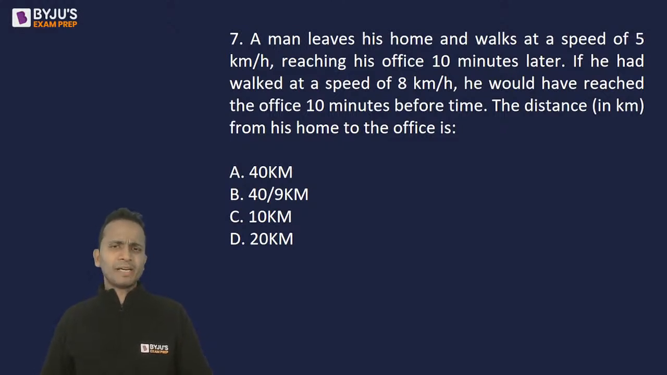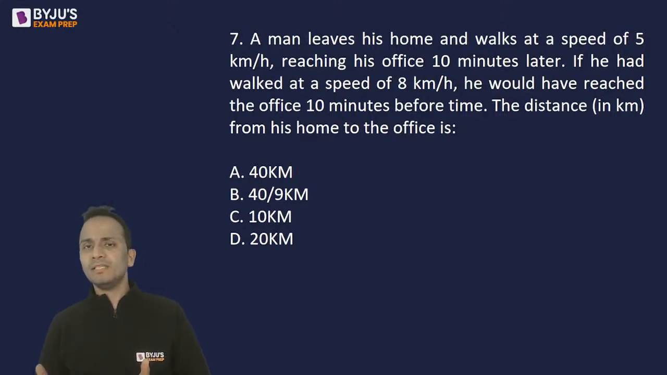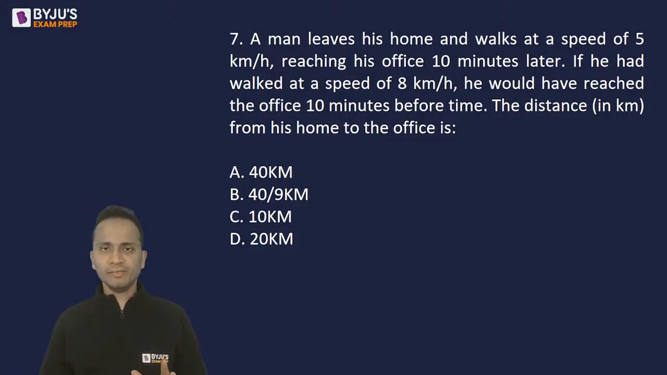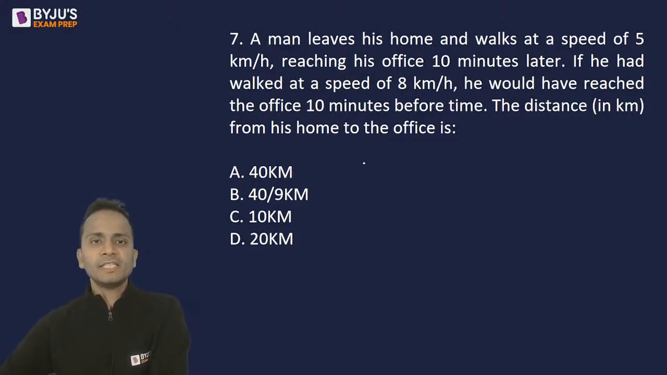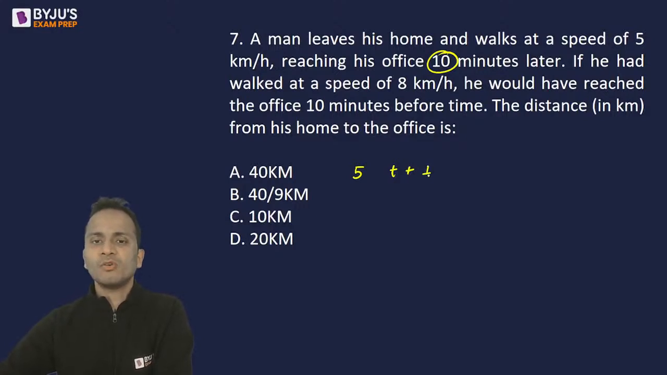So we can start by assuming, let's say, time t in which he reaches his office on time. Now, in the first case, his speed is 5 km per hour and he is 10 minutes late. So the time that he is taking is 10 minutes more than the normal time taken. Now, 10 minutes when converted in terms of hours will be 1 by 6. So the time that he is taking is t plus 1 by 6.